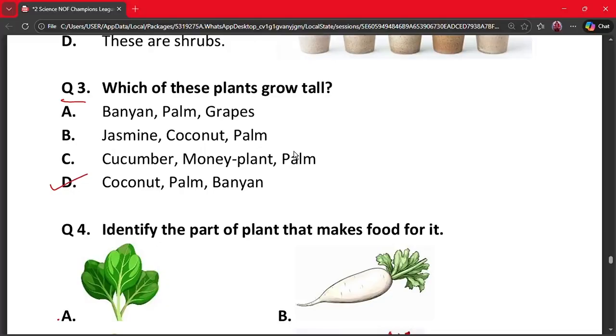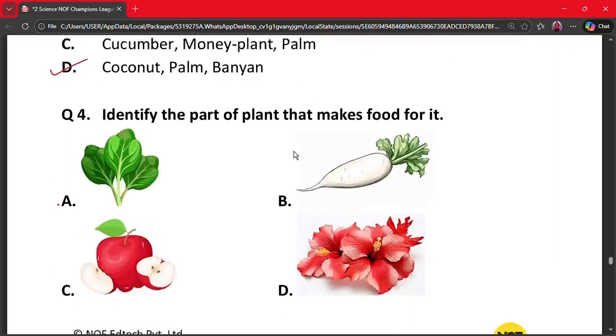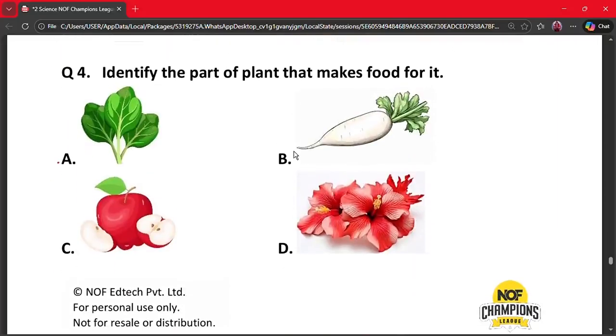Coconut, palm and banyan, all trees with strong trunks. They grow much taller than climbers or creepers. Therefore, option D is correct. Coconut, palm and banyan.